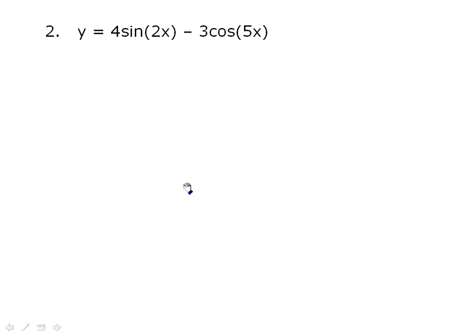Now the second one, pretty much the same thing, except we've got two terms being subtracted. So the derivative of this is equal to 4 times the derivative of sine. The derivative of sine is cosine 2x. But don't forget you have to multiply by the derivative of 2x with respect to x. And then moving on, this is minus 3 times the derivative of cos 5x. The derivative of cos is negative sine 5x. So note how cos turns into negative sine. Then multiplied by the derivative of 5x.